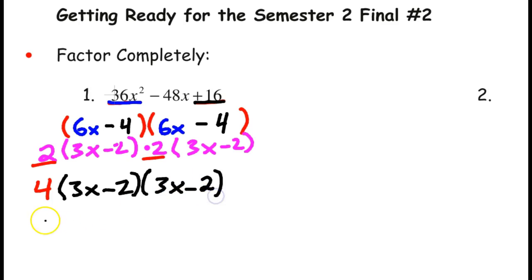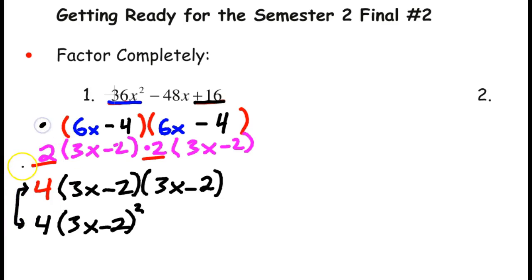If you really want to get fancy, you can write this as 4 times 3x minus 2 to the second power. So either one of these would be acceptable as the final correct answer, but you don't want to stop at this point. Okay?